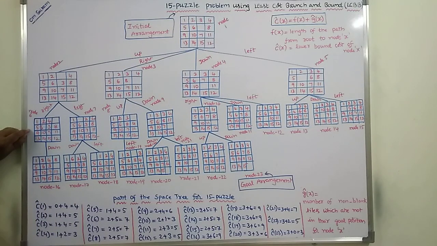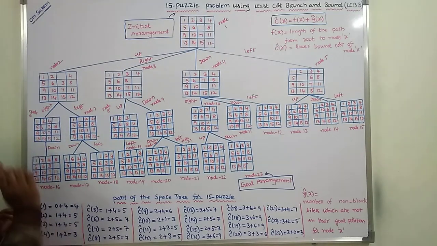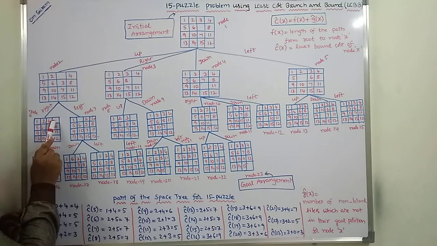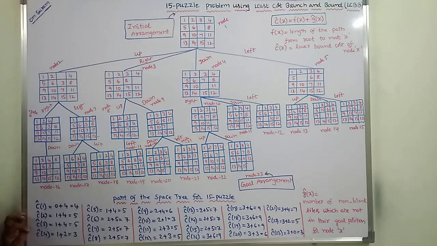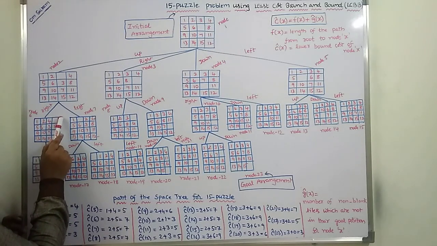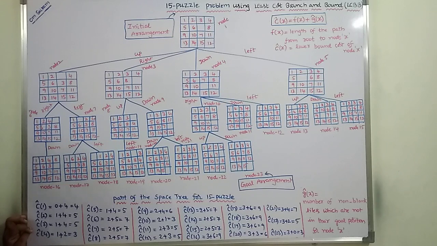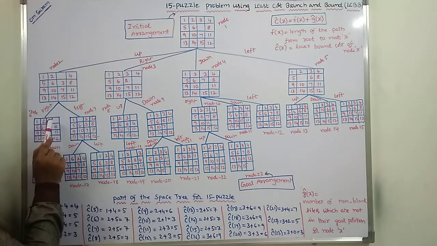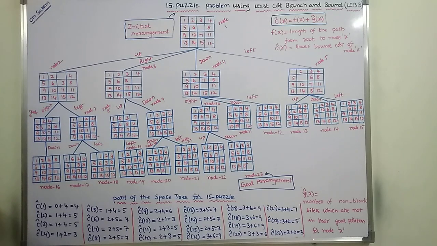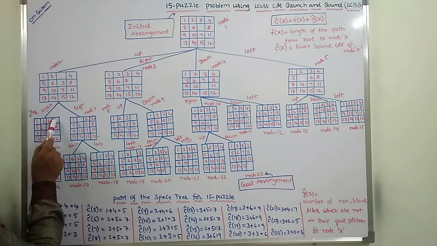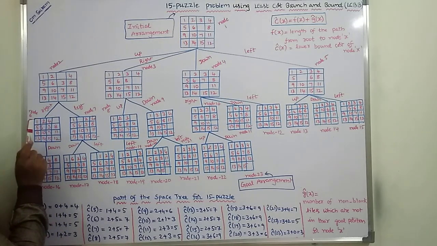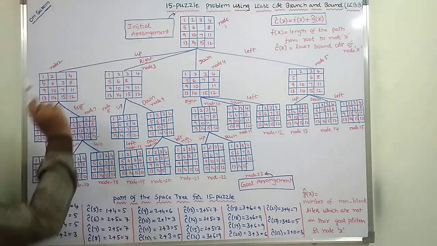Okay, consider node 6. So this is the empty tile. Empty tile cannot be moved to right direction because this is a 16 capacity square frame that ended at this position. So because of that reason, the empty tile cannot be moved to right direction. Next, the empty tile can be moved to left direction. We are getting node 2.